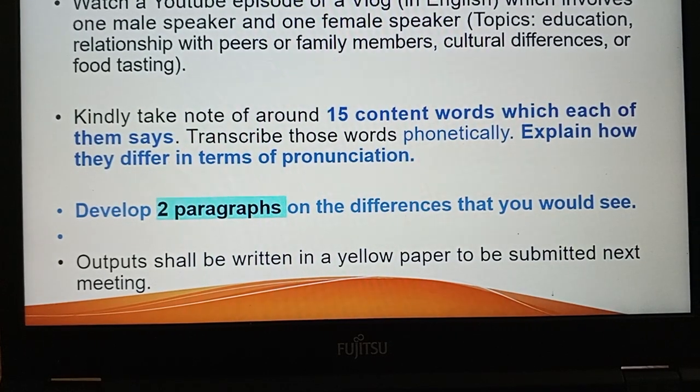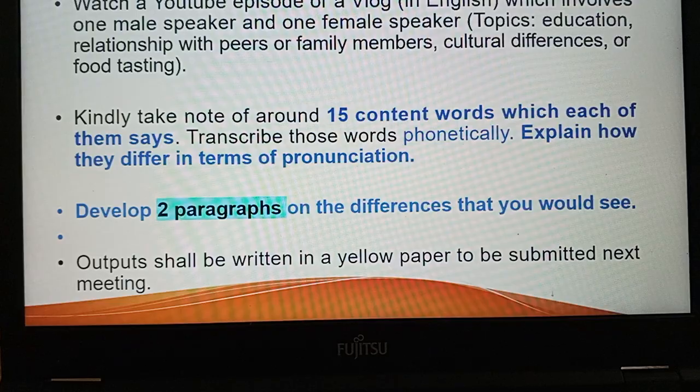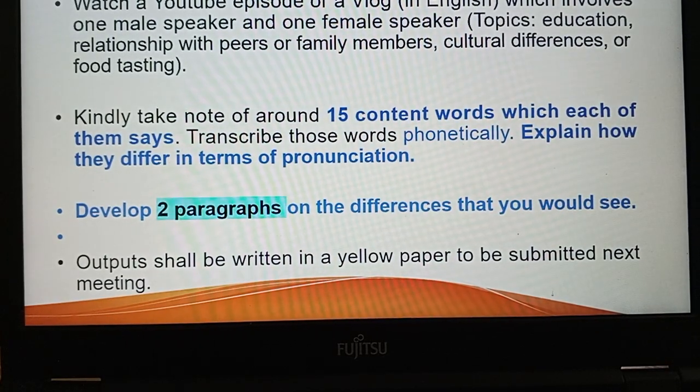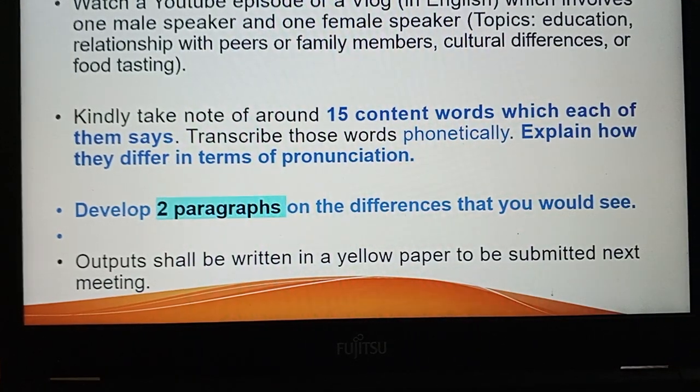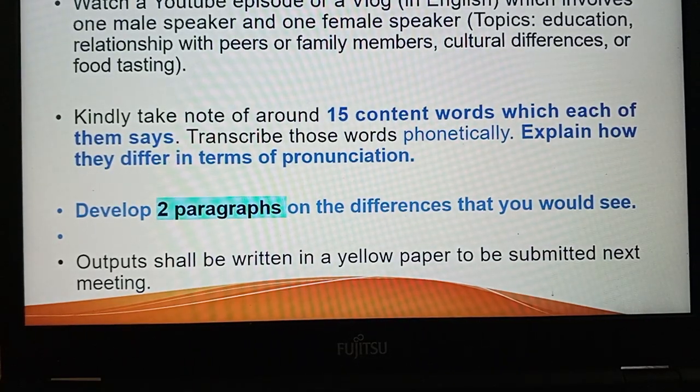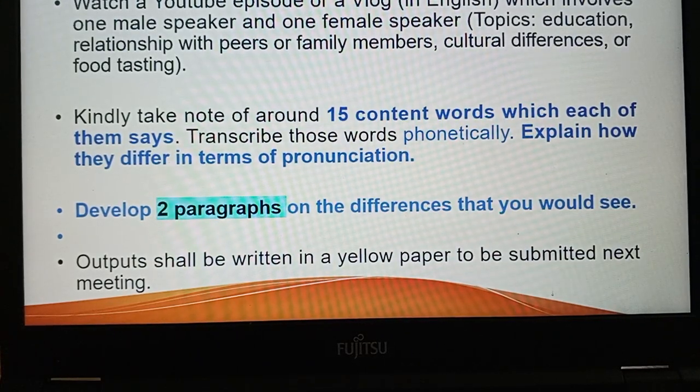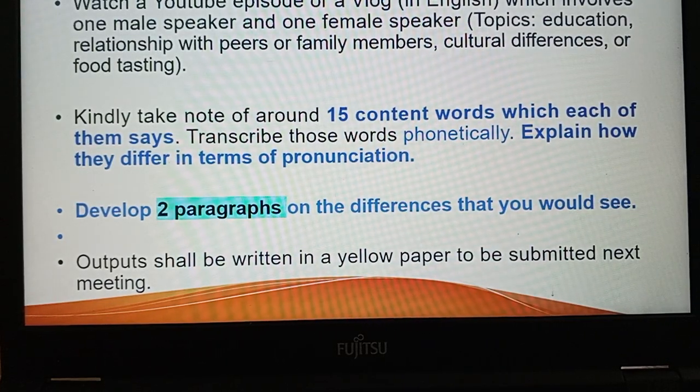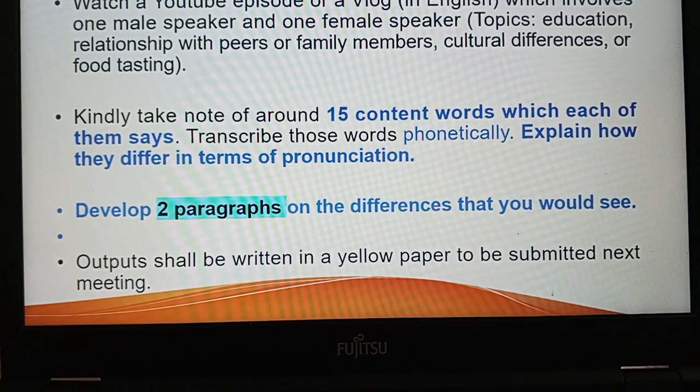This is just easy. You only have to watch a video, let's say a YouTube episode or a vlog in English involving a male and a female speaker of English. Meaning to say, the words they use would be English. So topics may move around education, relationship with peers, relationship with family members, cultural differences, or food tasting. Okay? There's only one topic that you have to select. Now, you have to take note of 15 content words which each of them says. So there'll be 15 words from a male speaker and 15 words from a female speaker.